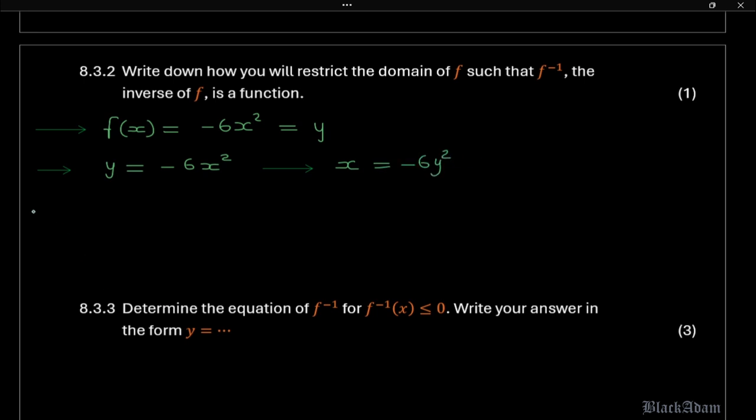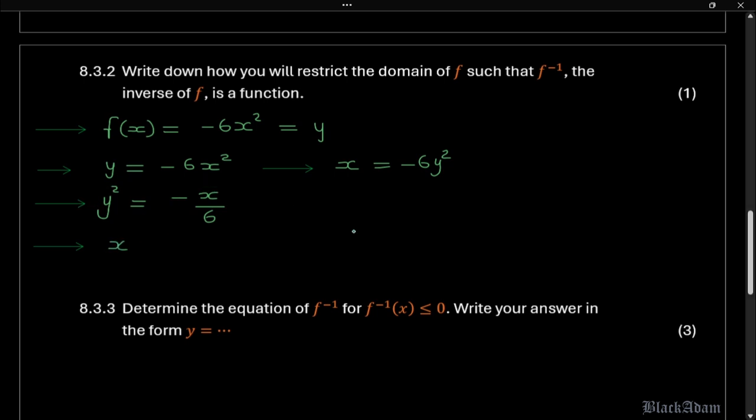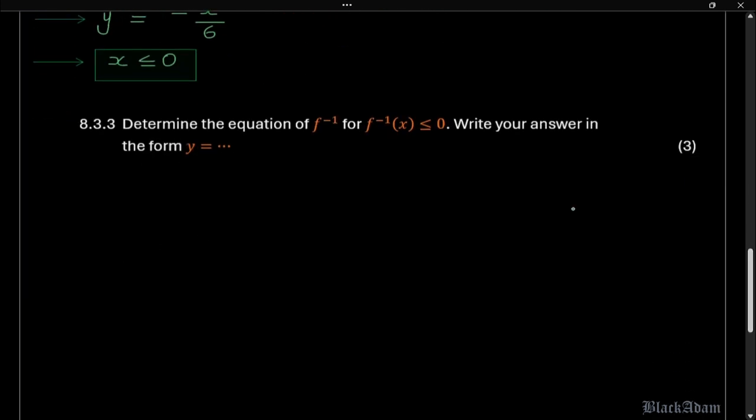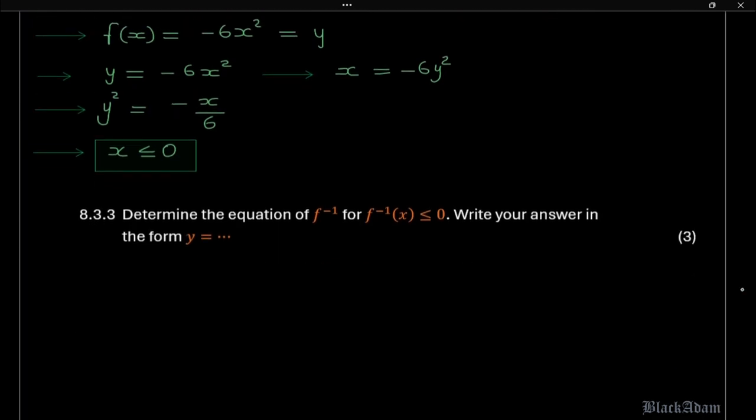Simplifying for y squared, y squared is going to be negative x over 6. From that we can conclude there is a square root, and we can't have the root of a negative, so x has to be less than or equal to 0, and that's it. So we did a lot for question 1, but it's going to help us in the next question.